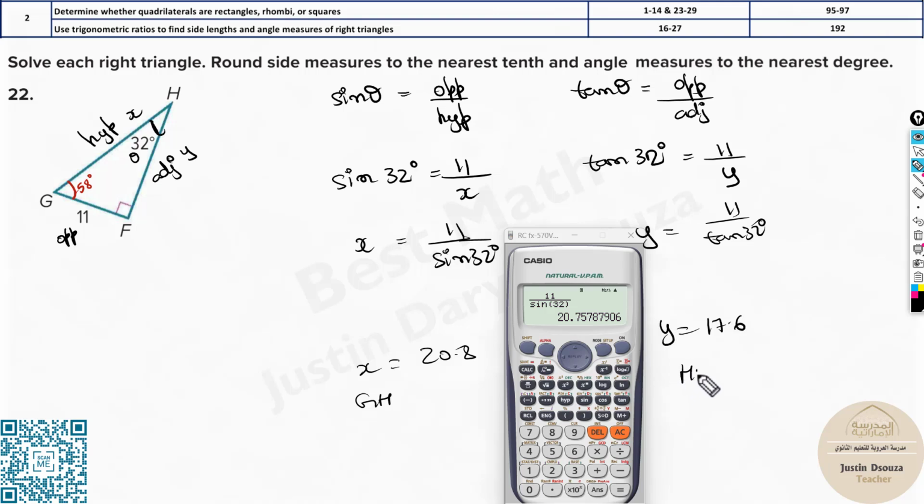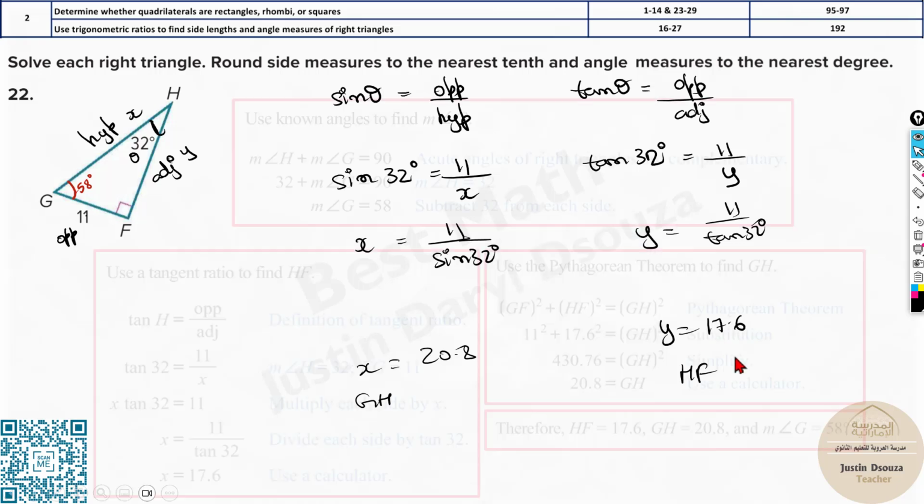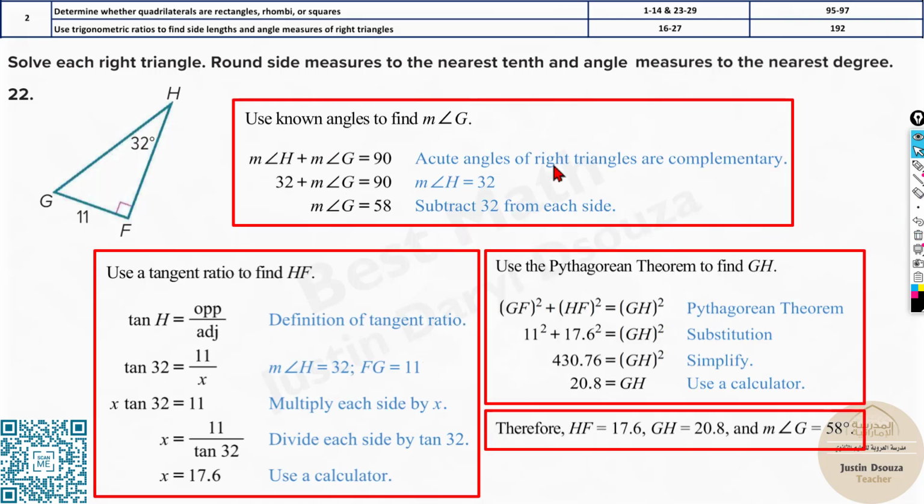And this one was HF. So you have found all the sides. Already one side was known, and all the angles. So we have solved the entire right triangle. And over here as well, you can just change this to tan, and here we go, that's the answer. So this is how we solve all the sides.